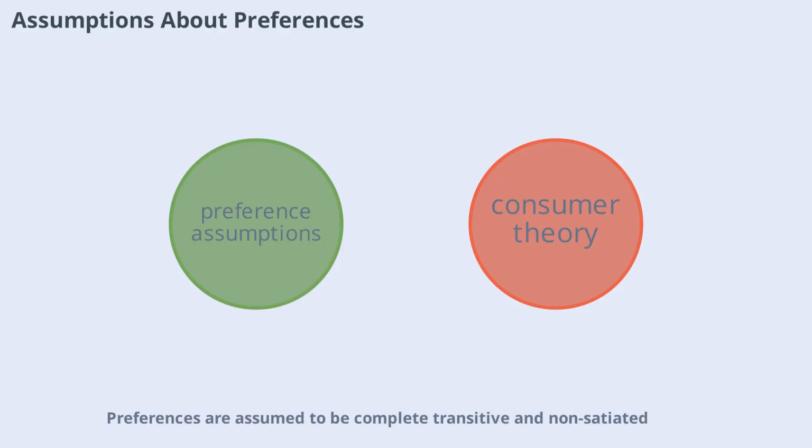Preferences are assumed to be complete, transitive, and non-satiated. Completeness means consumers can always compare two bundles. Transitivity ensures consistency in choices. Non-satiation means more is always better, at least to some extent. These assumptions allow for the construction of indifference curves and utility functions, making it easier to analyze consumer behavior.